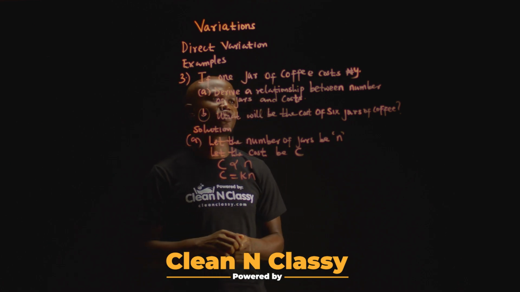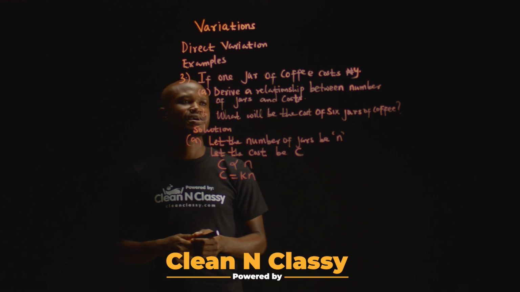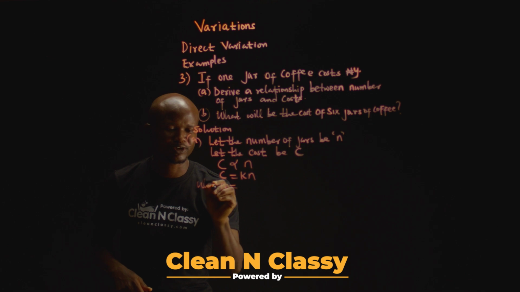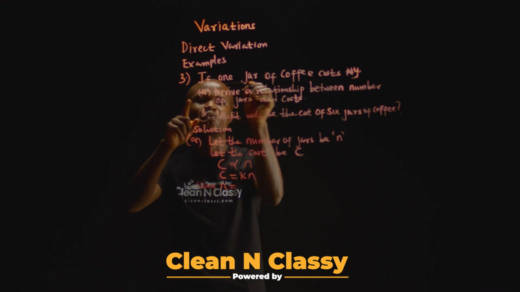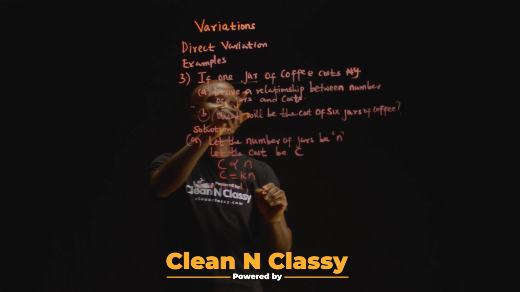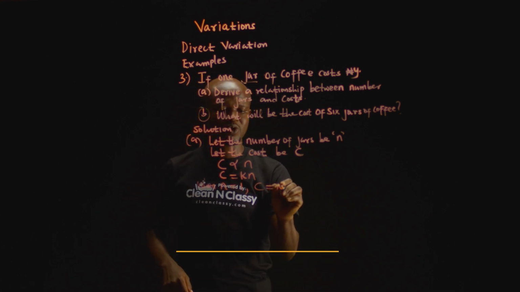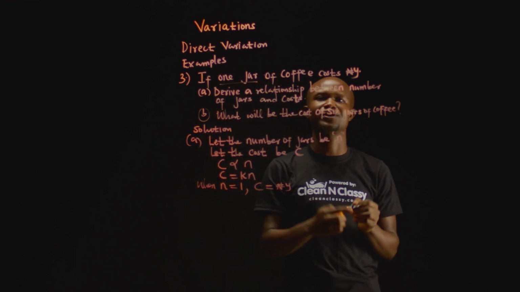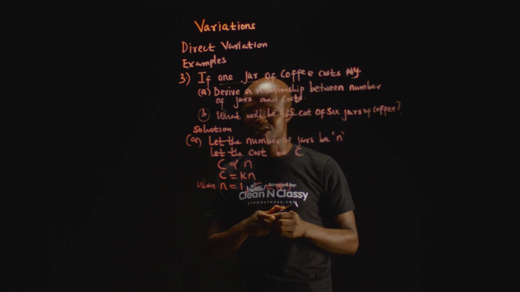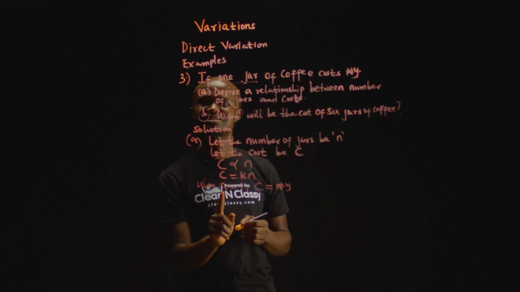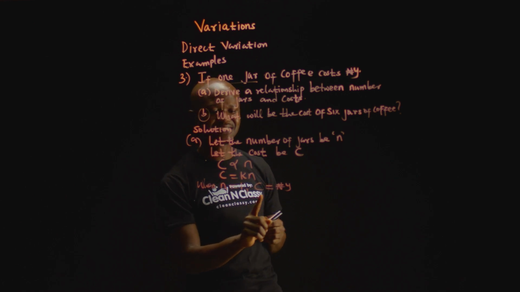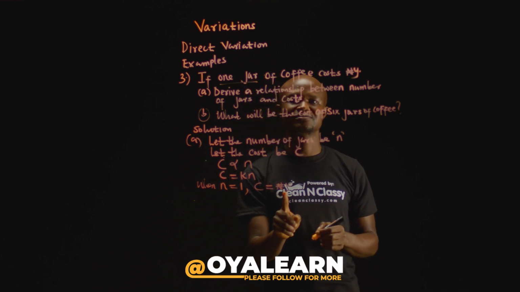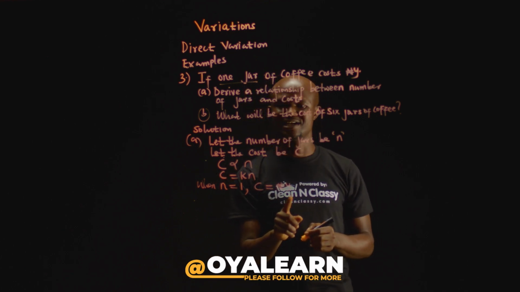If 1 jar of coffee costs Y naira, meaning that when n equals 1, from the question, when n is what? 1 jar, then C equals to what? Y naira. That is the meaning of this statement. If 1 jar of coffee costs Y naira. So it means when number of coffee, which is n, equals 1, then the cost of 1 jar of coffee is equal to what? Is equal to Y naira.